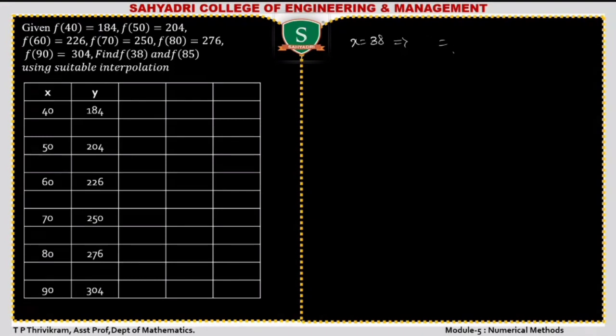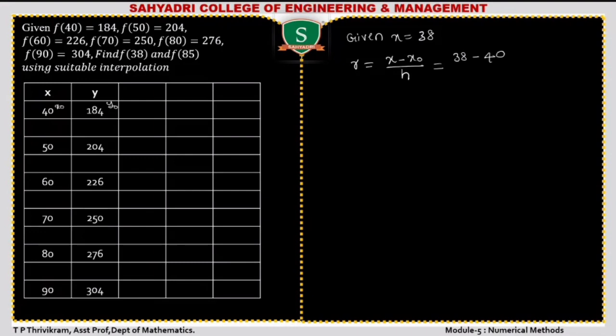So here I'll write the given x value is x equal to 38. Now we need to find the r value. For the forward interpolation formula, r is equal to x minus x naught divided by h. The x value is 38, so write 38. x naught is 40. x naught means the first value. This is y naught.